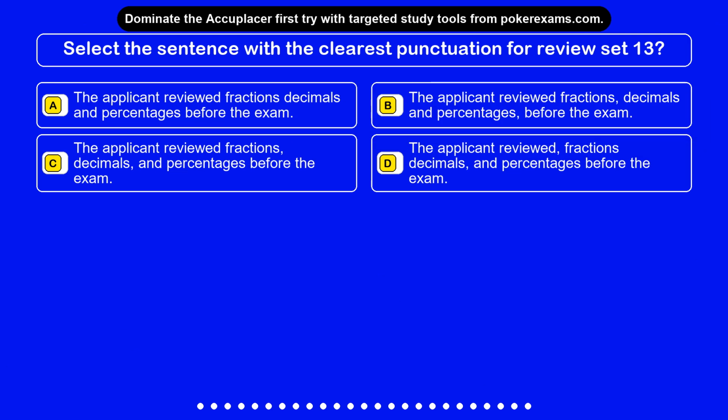Question 19. Select the sentence with the clearest punctuation for review set 13. Option A. The applicant reviewed fractions, decimals, and percentages before the exam. Option B. The applicant reviewed fractions, decimals, and percentages before the exam. Option C. The applicant reviewed fractions, decimals, and percentages before the exam. Option D. The applicant reviewed fractions, decimals, and percentages before the exam.